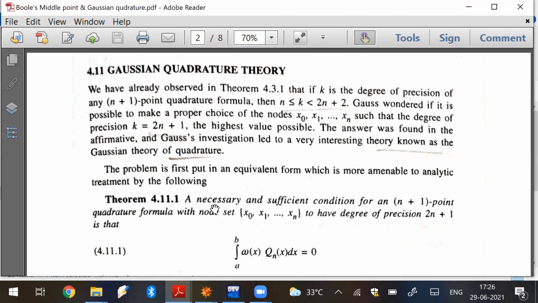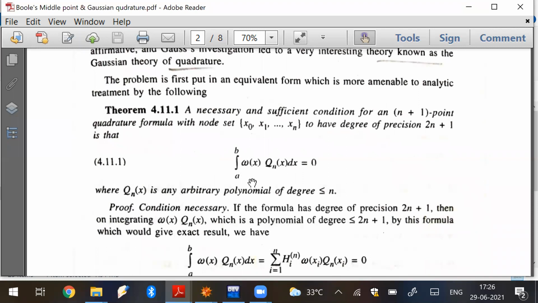The theorem states a necessary and sufficient condition for an n plus 1 point quadrature formula with node set x0, x1, x2, ..., xn to have degree of precision 2n plus 1. The definite integral of omega(x) multiplied with qn(x) dx must be equal to 0, where qn(x) is an arbitrary polynomial of degree at most n. So if this is true, then whatever n plus 1 point quadrature formula you take with this set of nodes, 2n plus 1 will be the degree of precision of that quadrature formula.